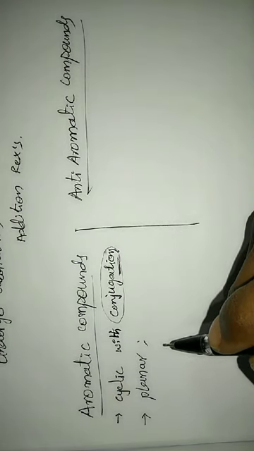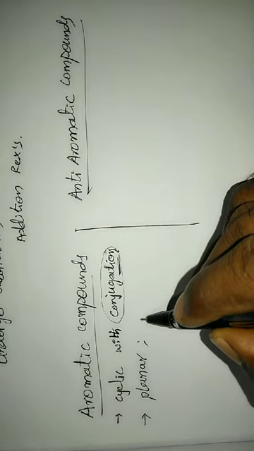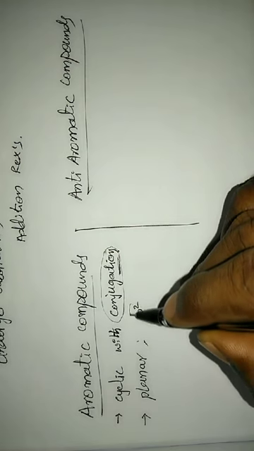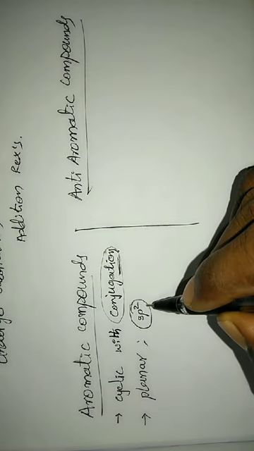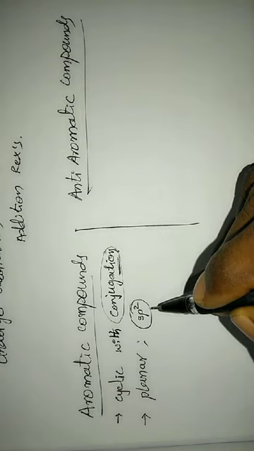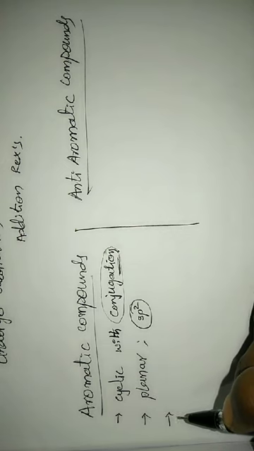One more way to identify planarity of a molecule is if the compound contains all sp2 hybrid carbons. If a compound contains all sp2 hybrid carbons, then the molecule is planar. This is the second condition for aromatic compounds.